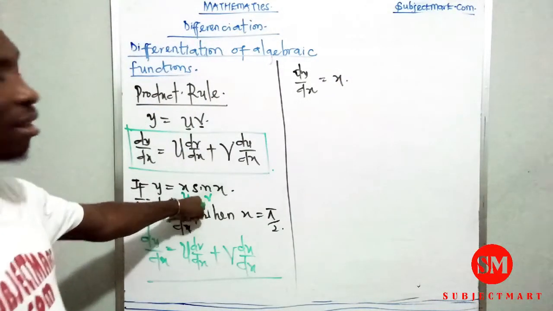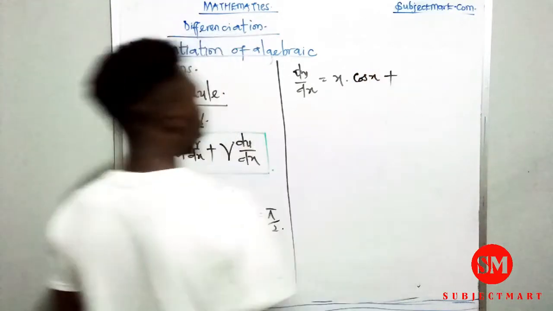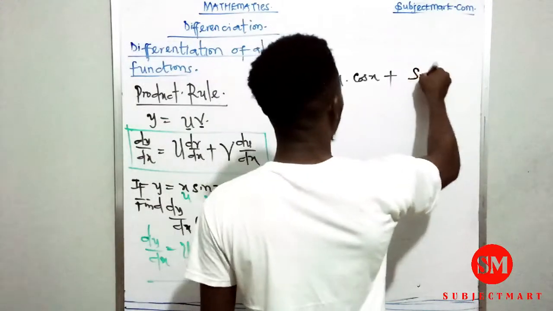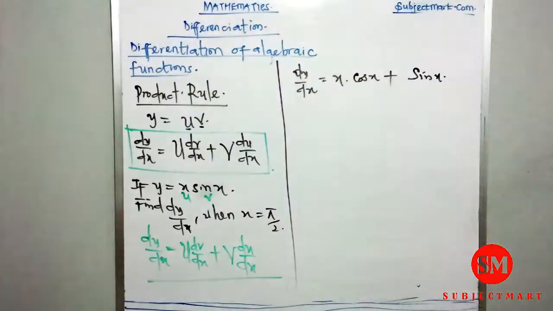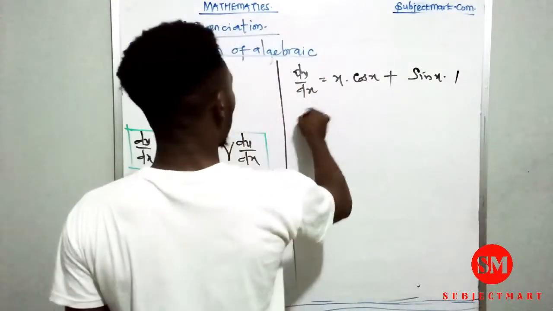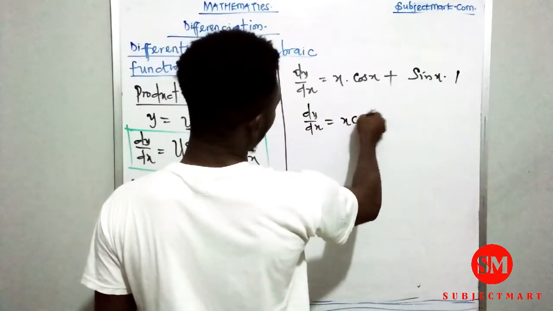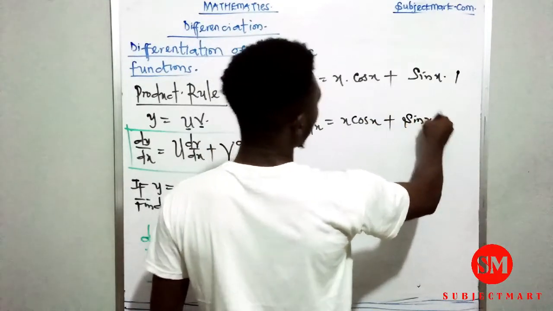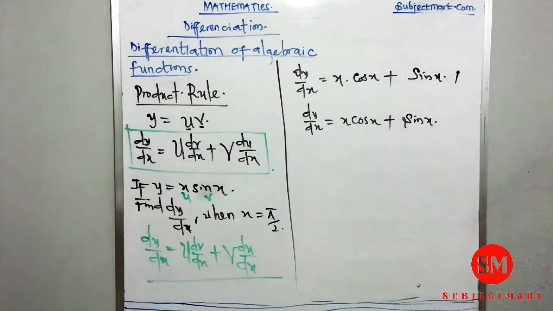If you differentiate sin x, what will you get? You get cos x, plus you hold your v. What's your v? Sin x. If you differentiate x, what will you get? You get 1. So dy/dx here is equal to x cos x plus sin x times 1, which is going to give you sin x.